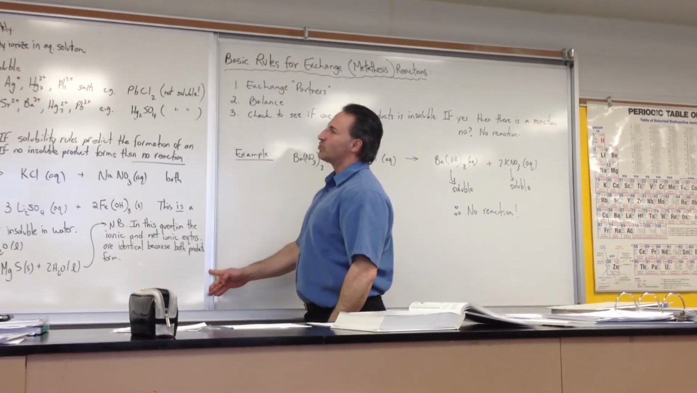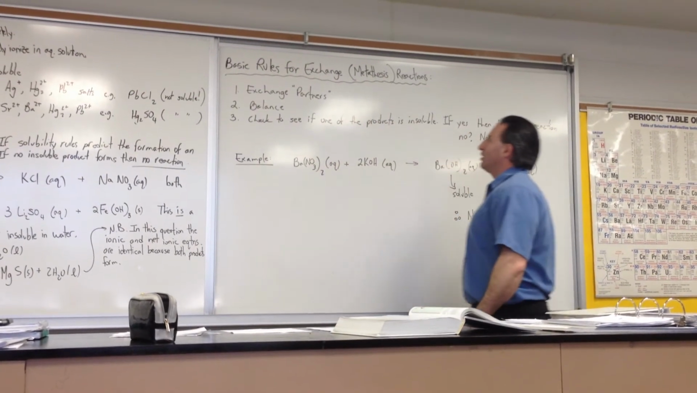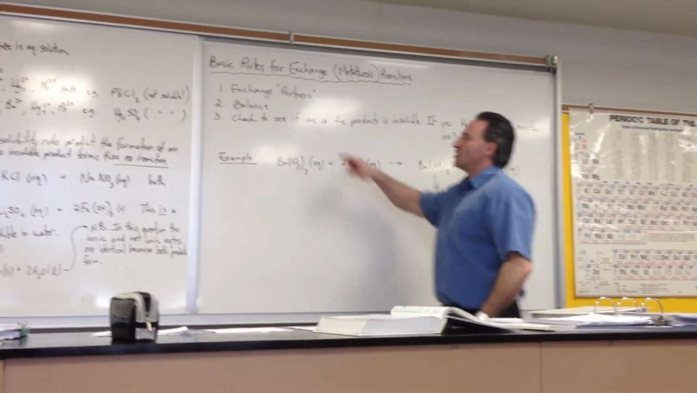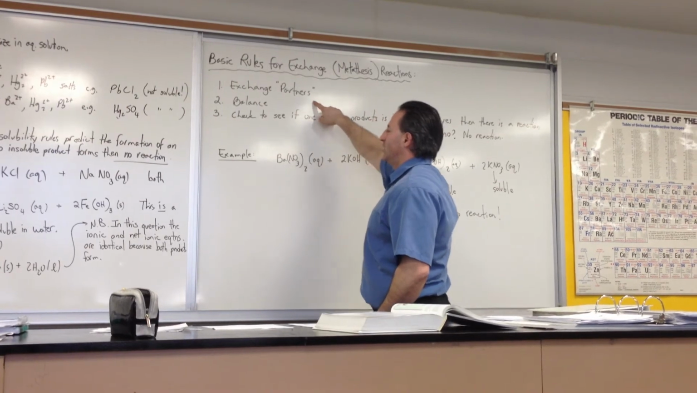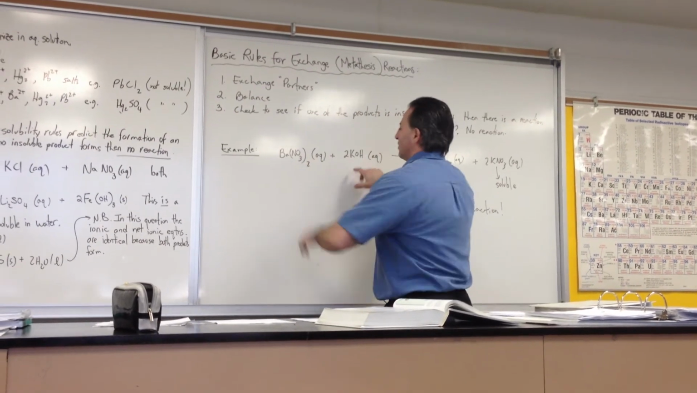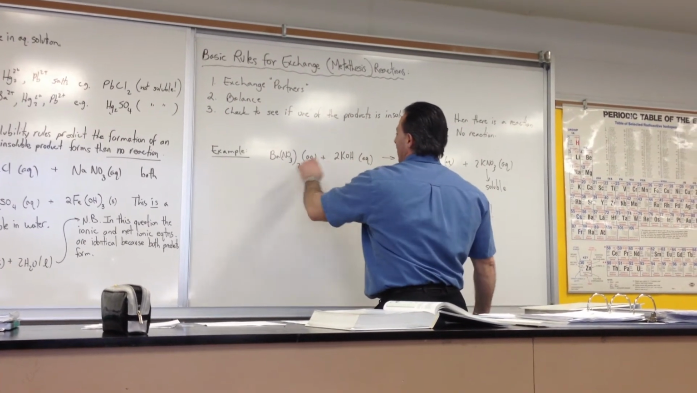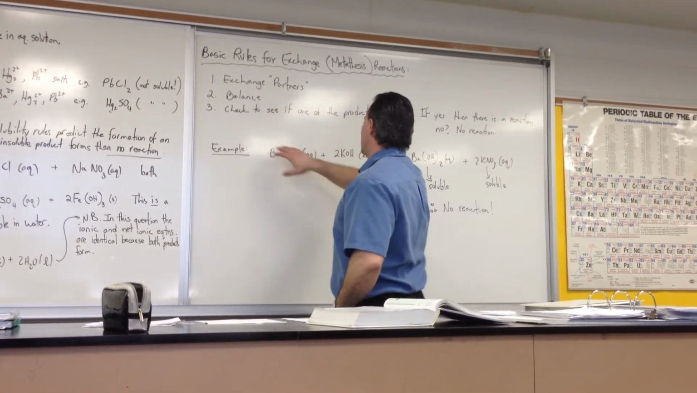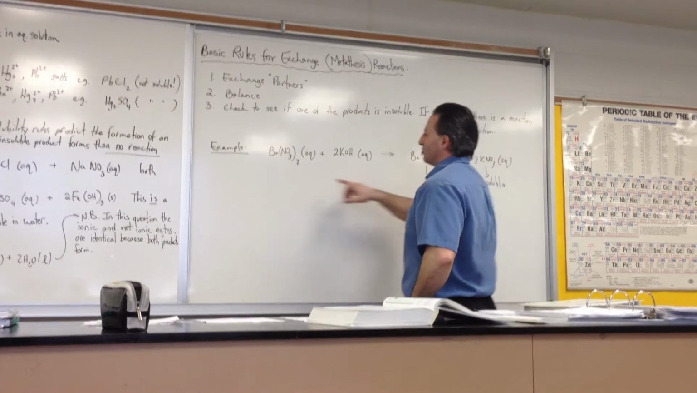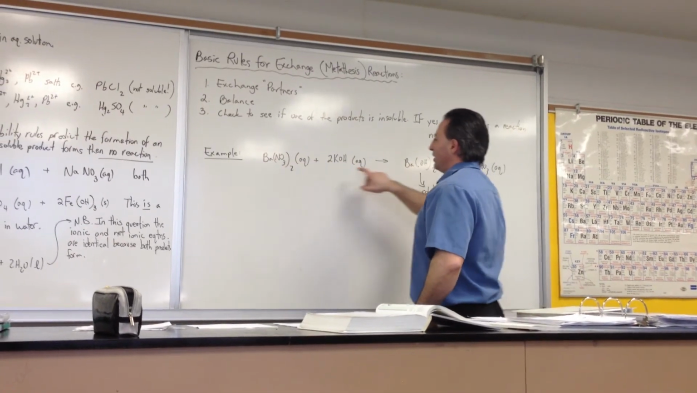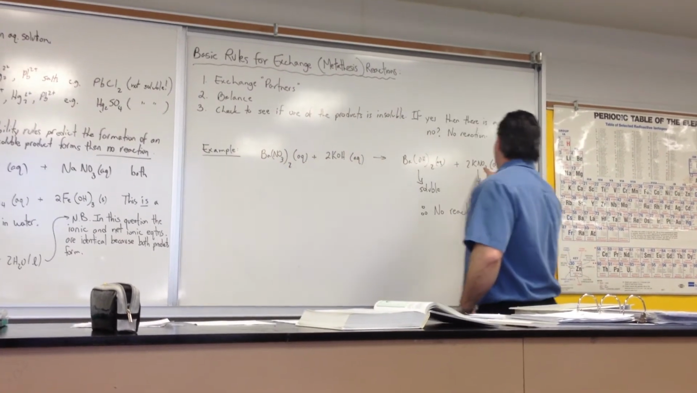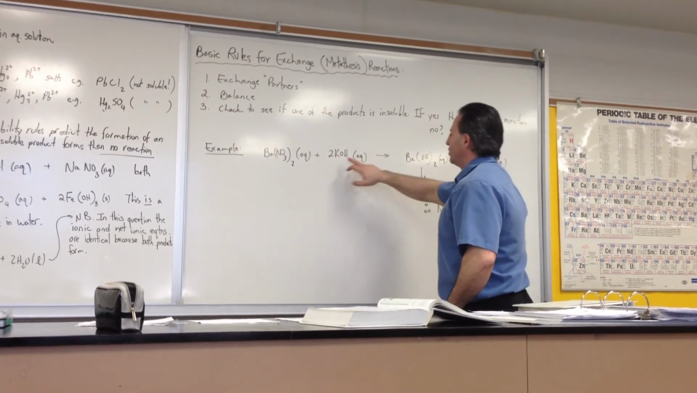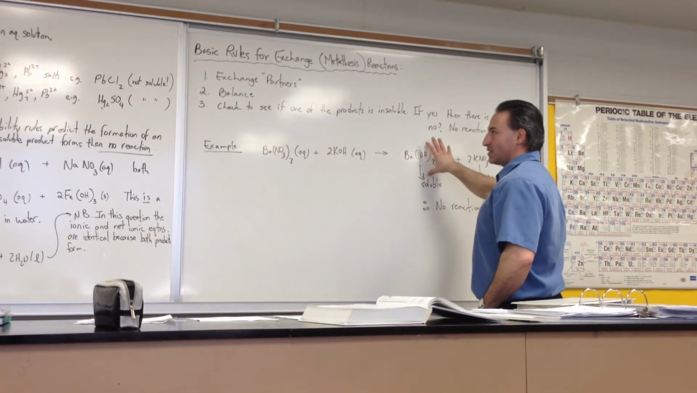So some rules we can use to help predict whether exchange reactions are actually taking place. First, we exchange the partners, as it were, like we do here. The barium goes with the hydroxide, and the potassium goes with the nitrate. Next, we balance the equation to make sure everything is in the same amount. So there's 1 barium here, 1 barium there, 2 nitrates here, 2 nitrates there, 2 potassium, 2 potassium, 2 hydroxides, 2 hydroxides. So this is balanced.